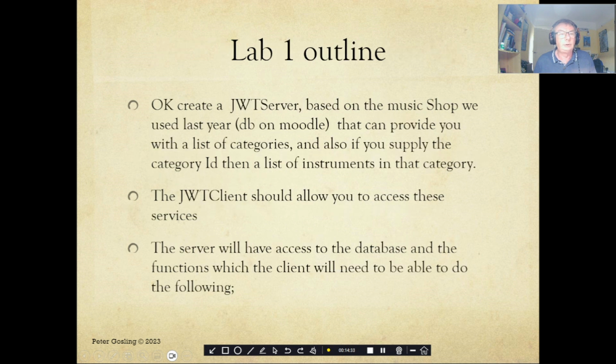Now, the outline is to create a JWT service based on the music shop from last year that can provide a list of categories if you ask for it. It could also provide, if you provide a category ID, a list of instruments for that category. So that's essentially what we're going to be doing here.